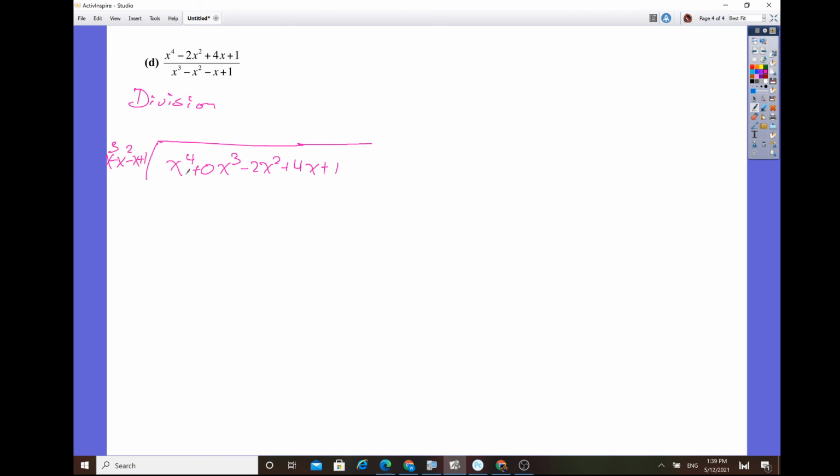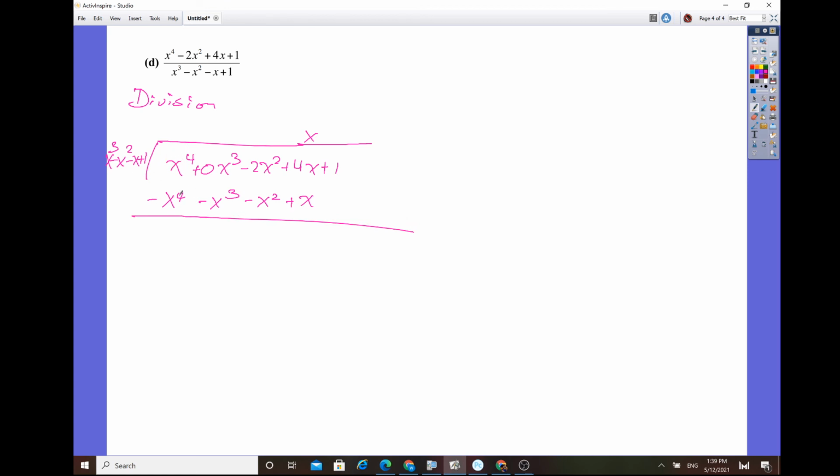So in order to cancel out that x to the power 4, we need an x right here. So x times x cubed gives x to the power 4, x times negative x squared gives negative x cubed, x times negative x gives negative x squared, x times 1 gives 1x. Got to be very careful. You don't want to mess up any sign change.